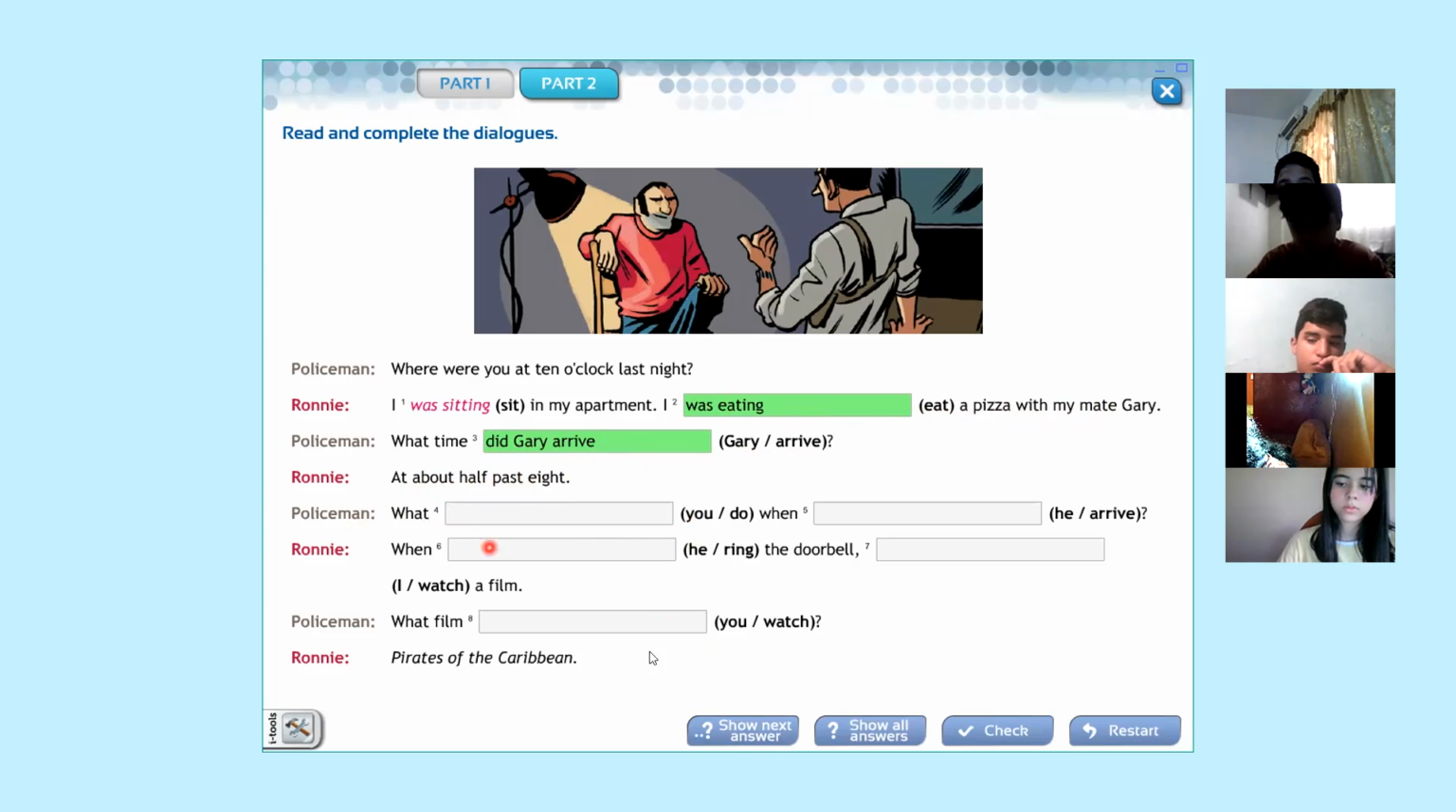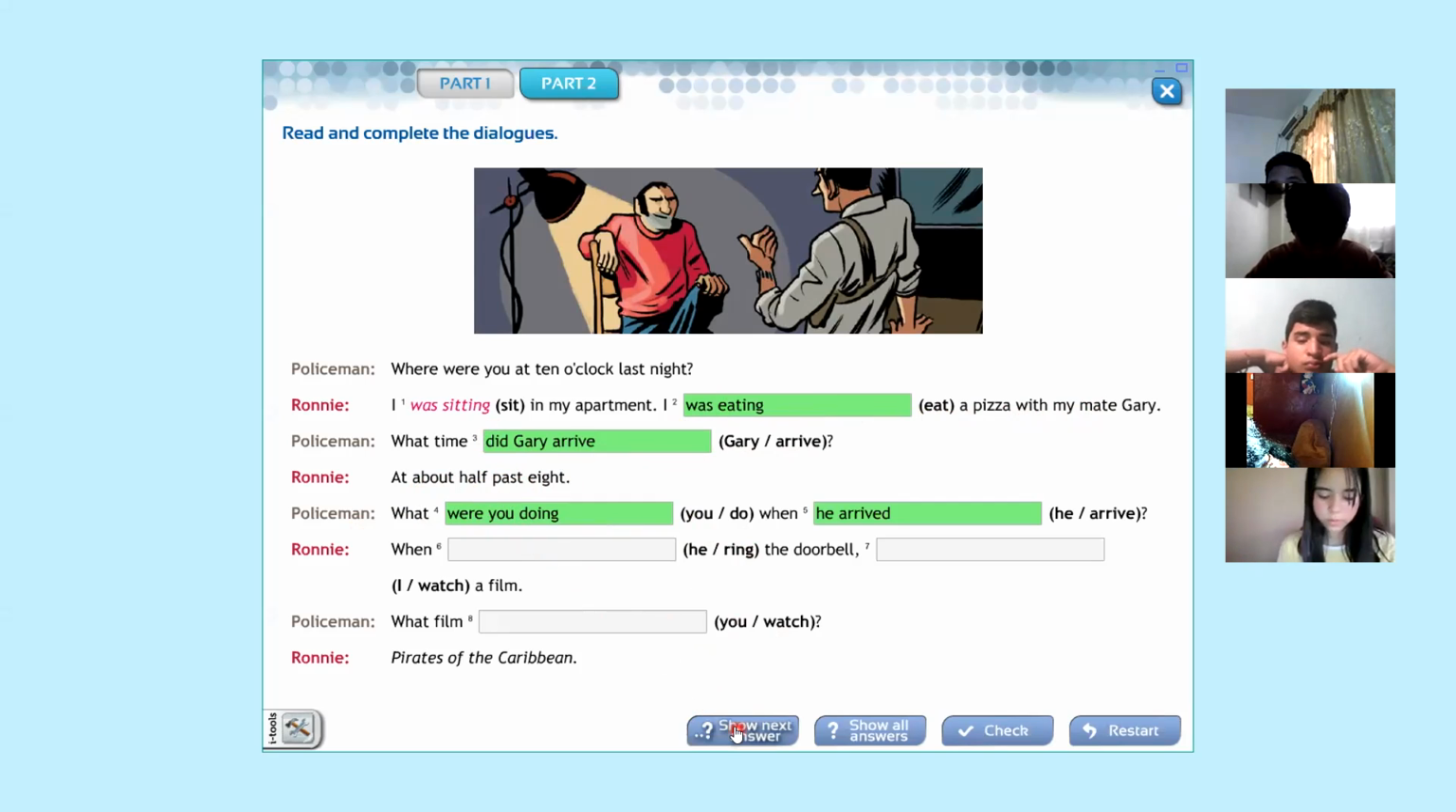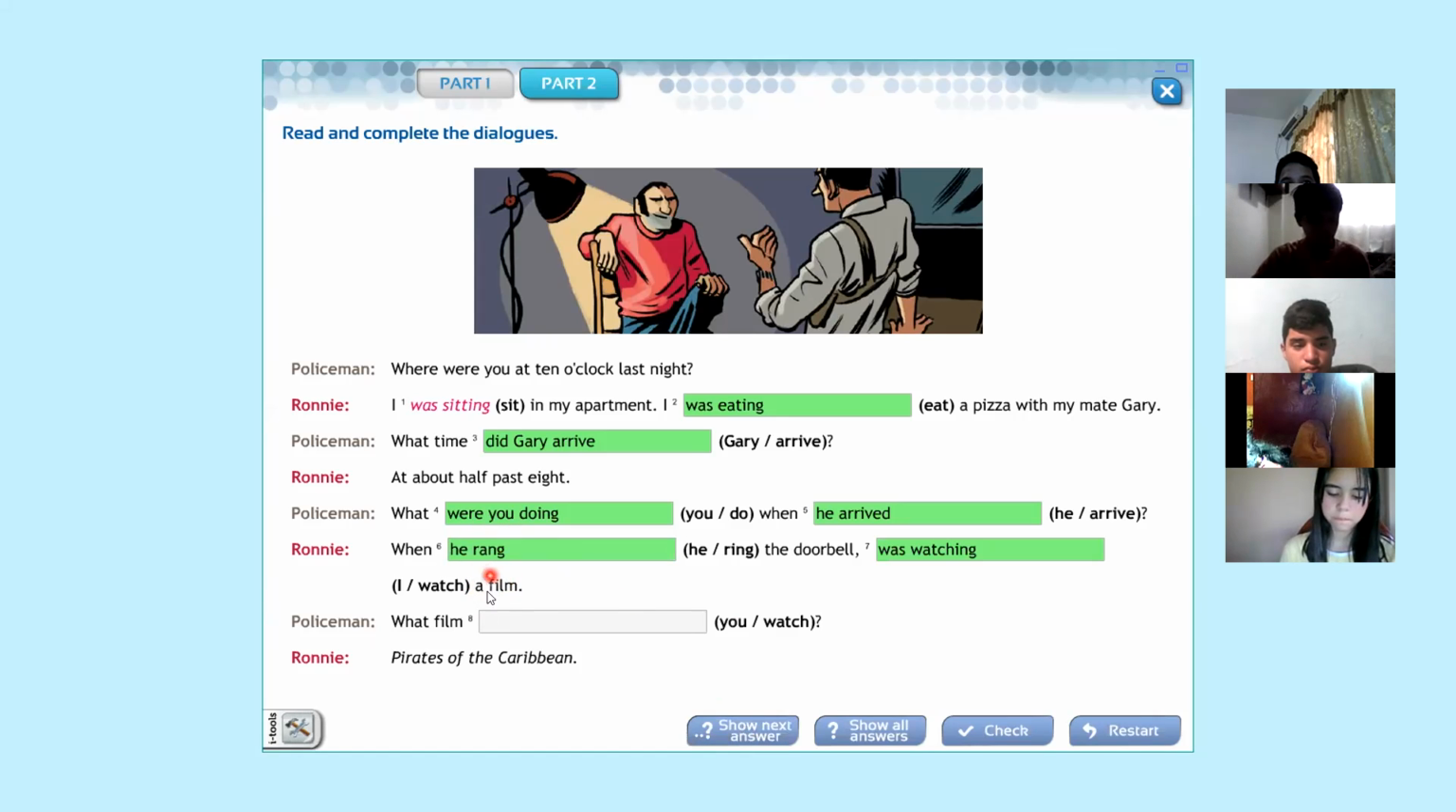Policeman: What were you doing when he arrived? Ronnie: When he rang the doorbell, I was watching... Was watching a what? A film. A film. Continue, policeman.